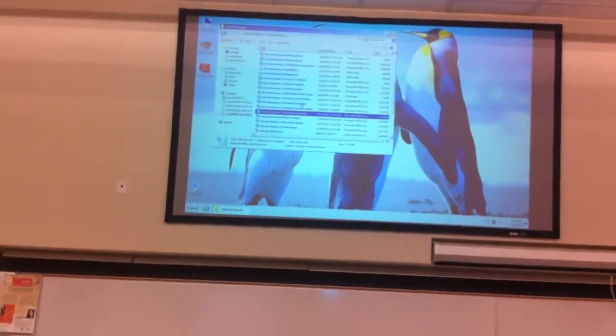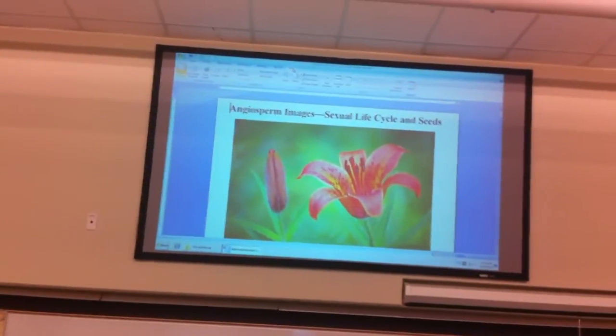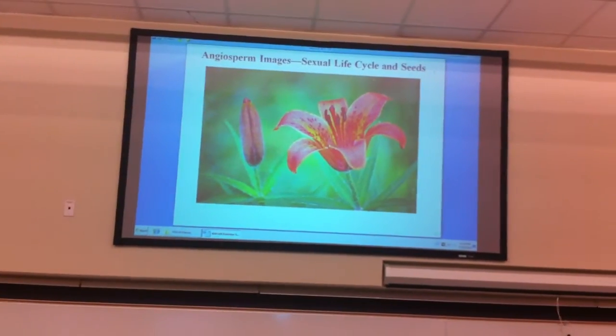Gymnosperms, and then here's the corresponding text. Did you want to see these? I want to see all of them. I'll go over these two. Here is the equivalent for flowering plants.